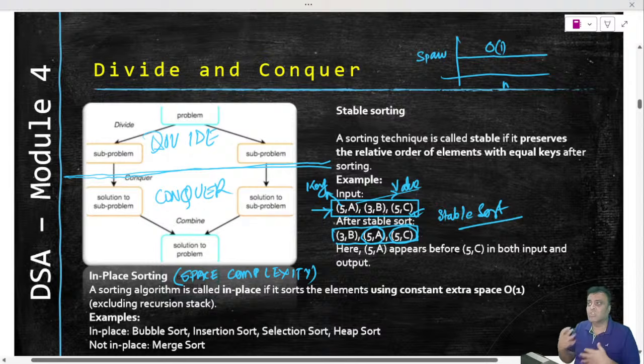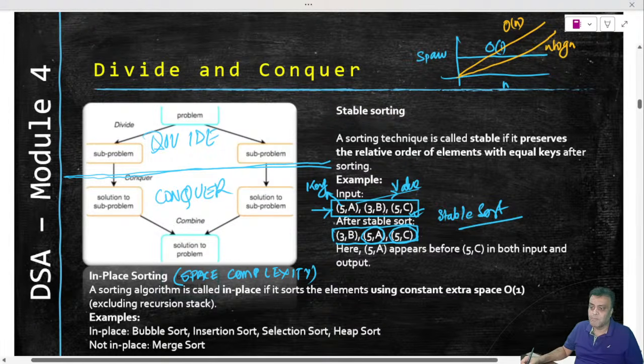But if your sorting requires you to generate space which is proportional to n, that is, you are now doing this. Then you are actually talking of either an order of n, or an order of, let's say, n log n, or you might be talking of order of, let's say, n square. So you might be talking about the space being dependent on n.